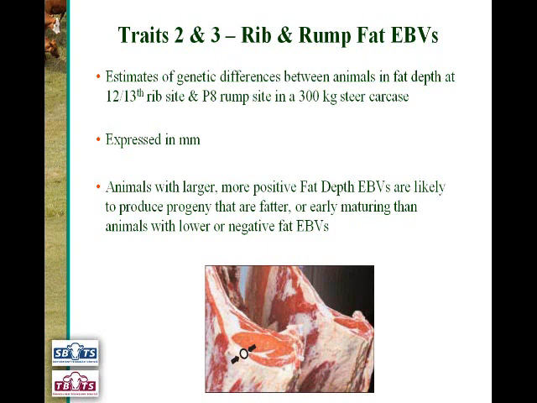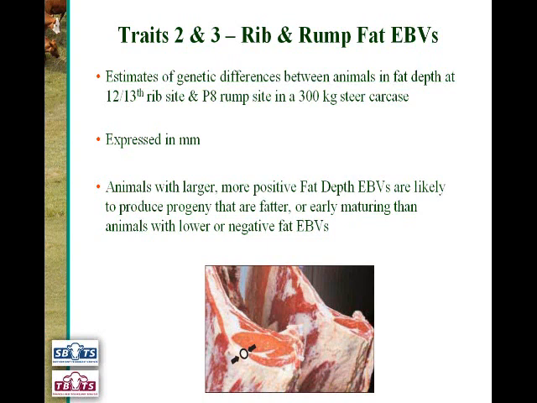Obviously there's a fairly high correlation between the rib and the rump fat EBVs. Those animals that have higher rib fat EBVs are also likely to have higher rump fat EBVs. You don't tend to get much re-ranking in those EBVs. However, there are some animals which don't follow that relationship, and so we have the two different EBVs giving you differences in fat depth at the rump and also the rib.